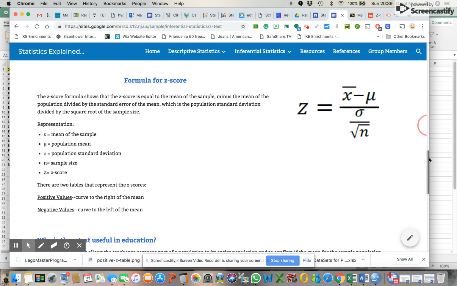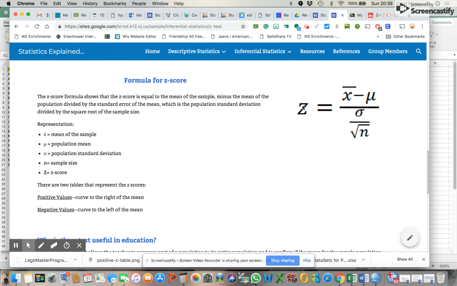So here is some information about the Z-score. This is the Z-score formula over here on the right-hand side. And a little bit of an explanation. First of all, the representations, the symbols. The one with the X bar, it's the mean of the sample. The mu is the population mean. The sigma is the population standard deviation. N is the sample size, and Z, of course, is the Z-score.